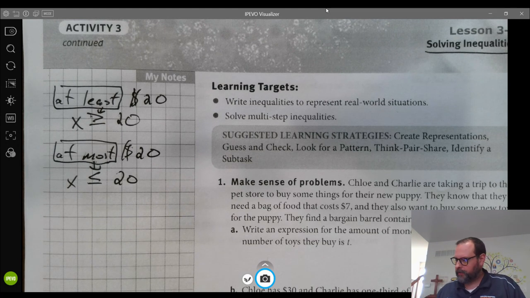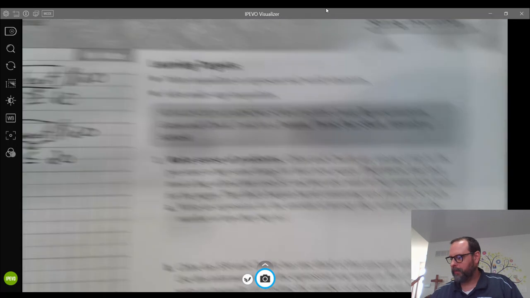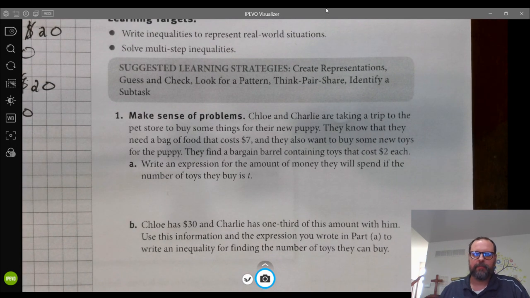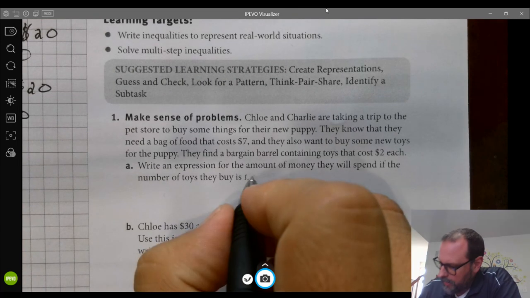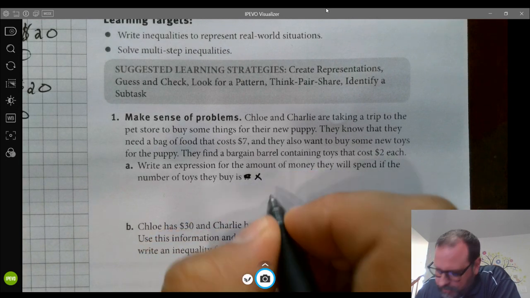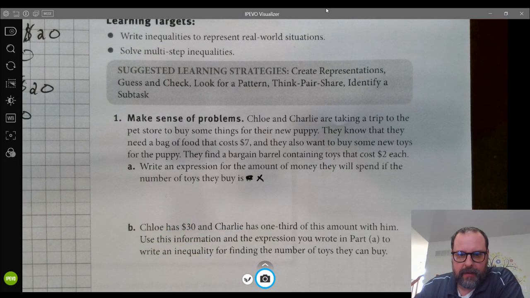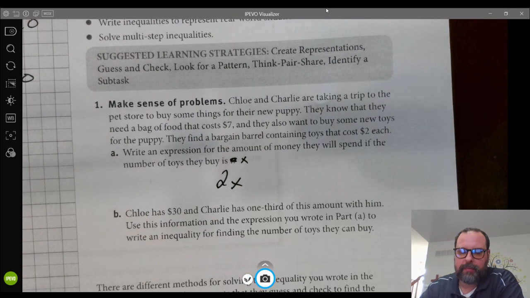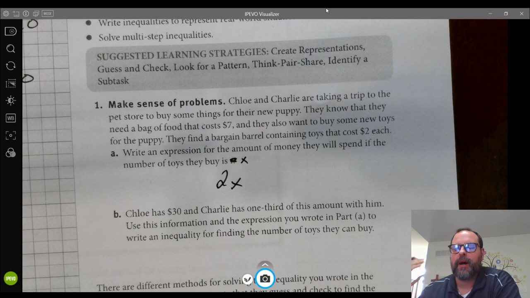Okay? So as they talk through, like with this puppy problem, I'm going to shorten it up a little bit to make it a little bit quicker, but it's saying, okay, first, write an expression for the amount of money they will spend and the number of toys they buy is T. I'm going to change that to X. T's look like plus signs. So if you read, they say they find a bargain barrel containing toys that cost $2 each. So each toy would be 2x. So they're leading you through the process.